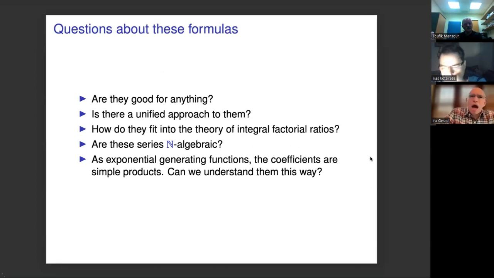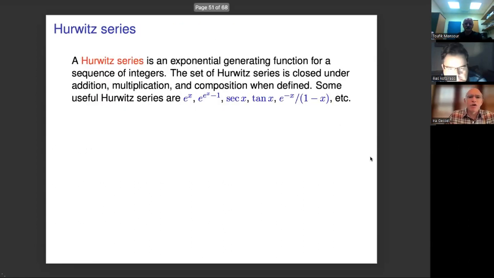They're probably not n-algebraic, but I would have no idea how to prove that. Another thing about this is, if you look at these as exponential generating functions, then the coefficients are very simple products. And so it's easy to give them a kind of artificial, unnatural combinatorial interpretation. Is that at all useful? Is it at all useful to look at the exponential generating functions for these things? Okay, so much about those things.